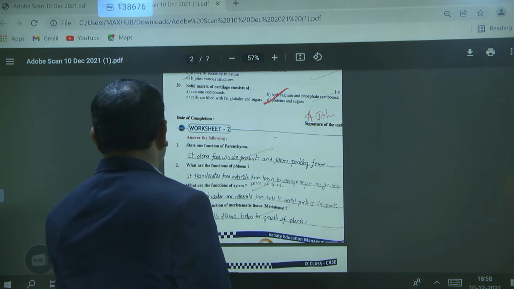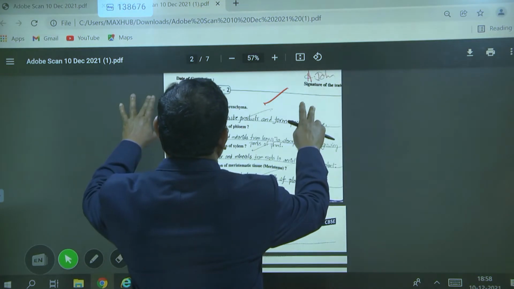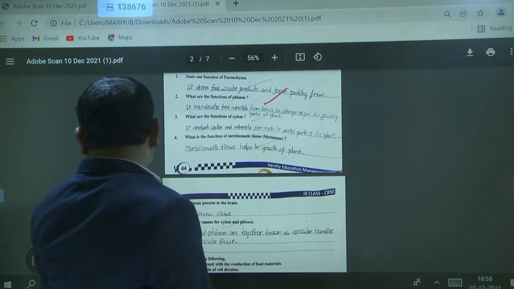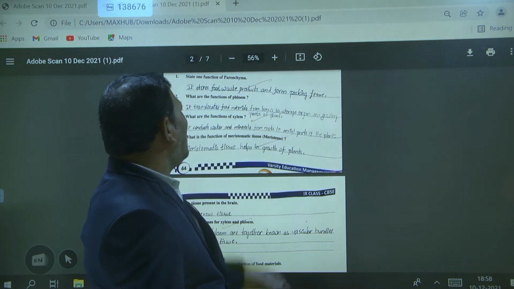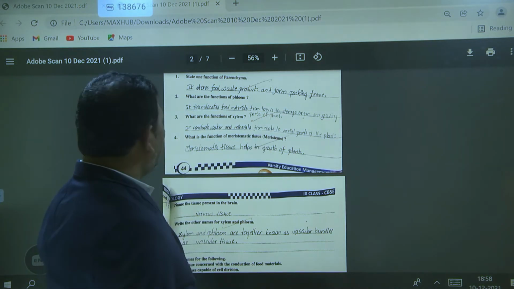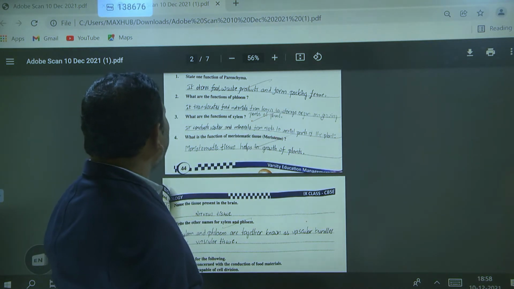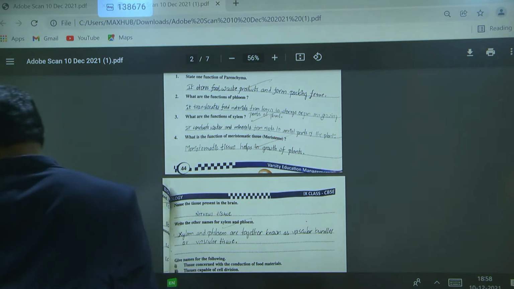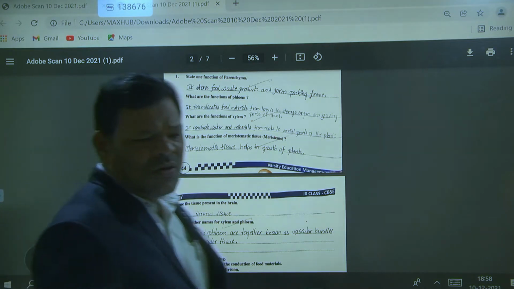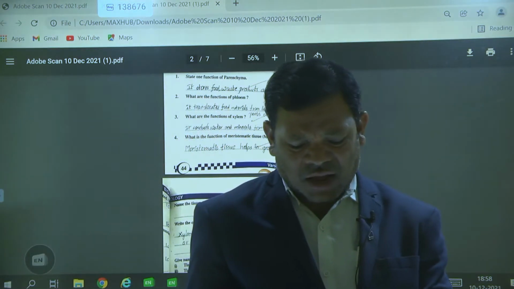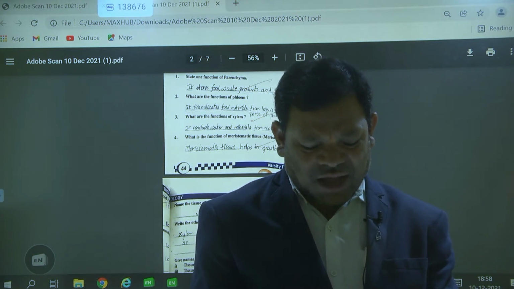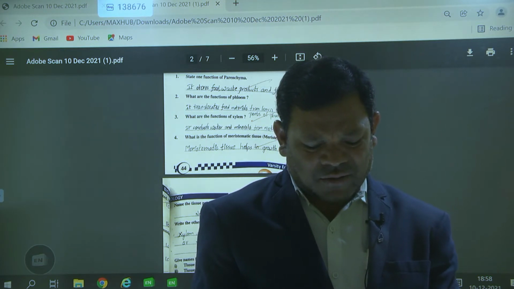Next, coming to the point. State one function of the parenchyma. Parenchyma stores food and waste products and helps in packing and moving them from one place to another place. So this is the function of the parenchyma.